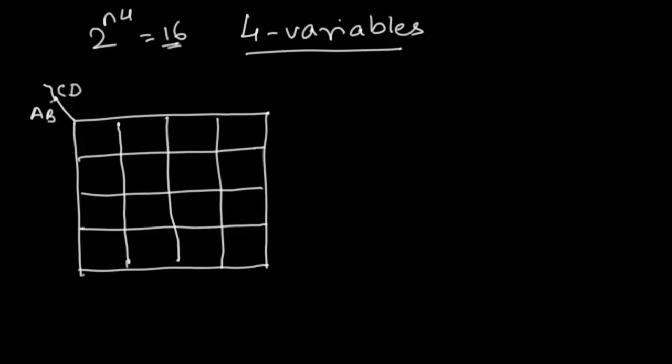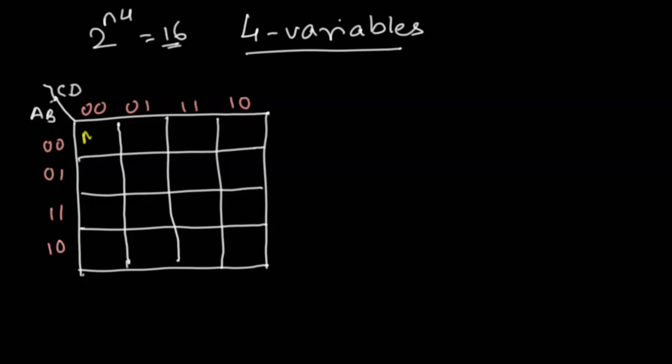So here we have our 16 cells with A, B, C, D as our variables. On the left hand side we have A and B, which can be 0 0, 0 1, 1 1, 1 0, following the Gray code. Also CD can range as 0 0, 0 1, 1 1 and 1 0. Let's see what each cell represents.